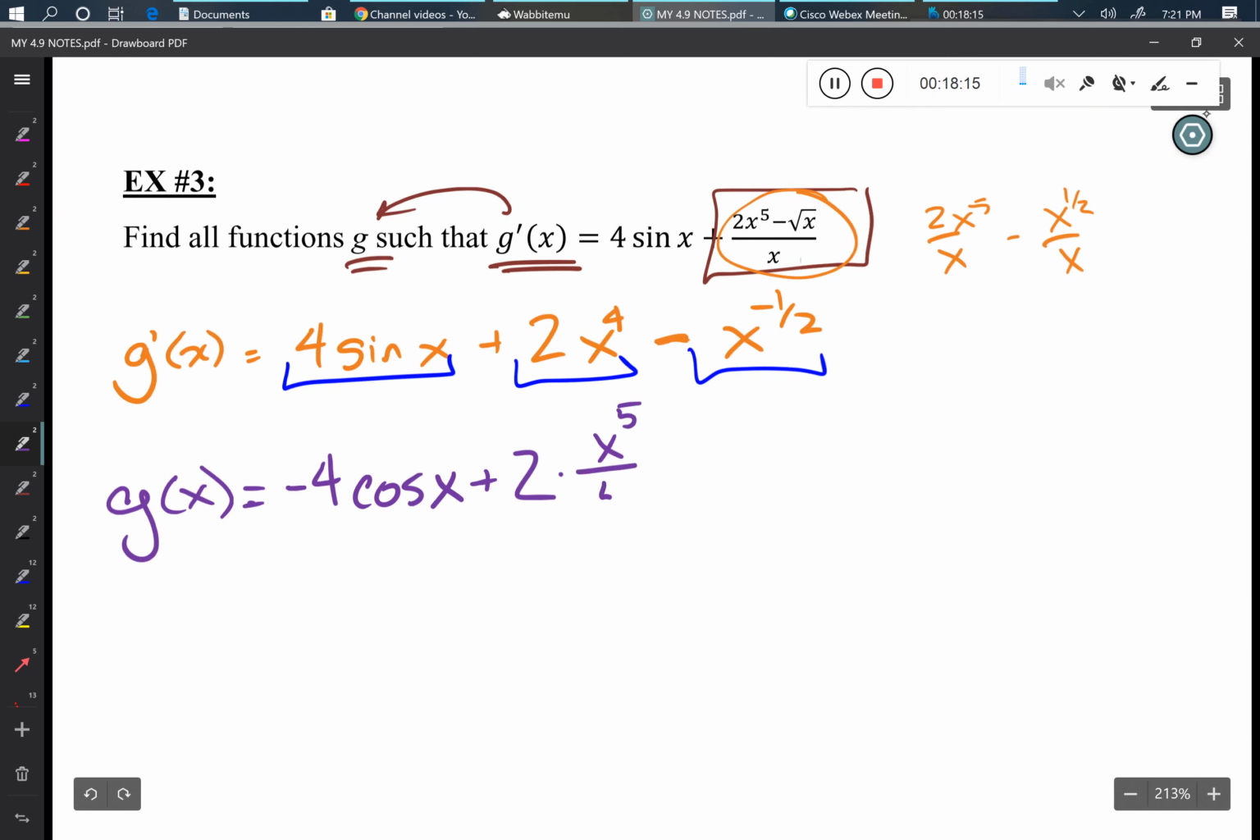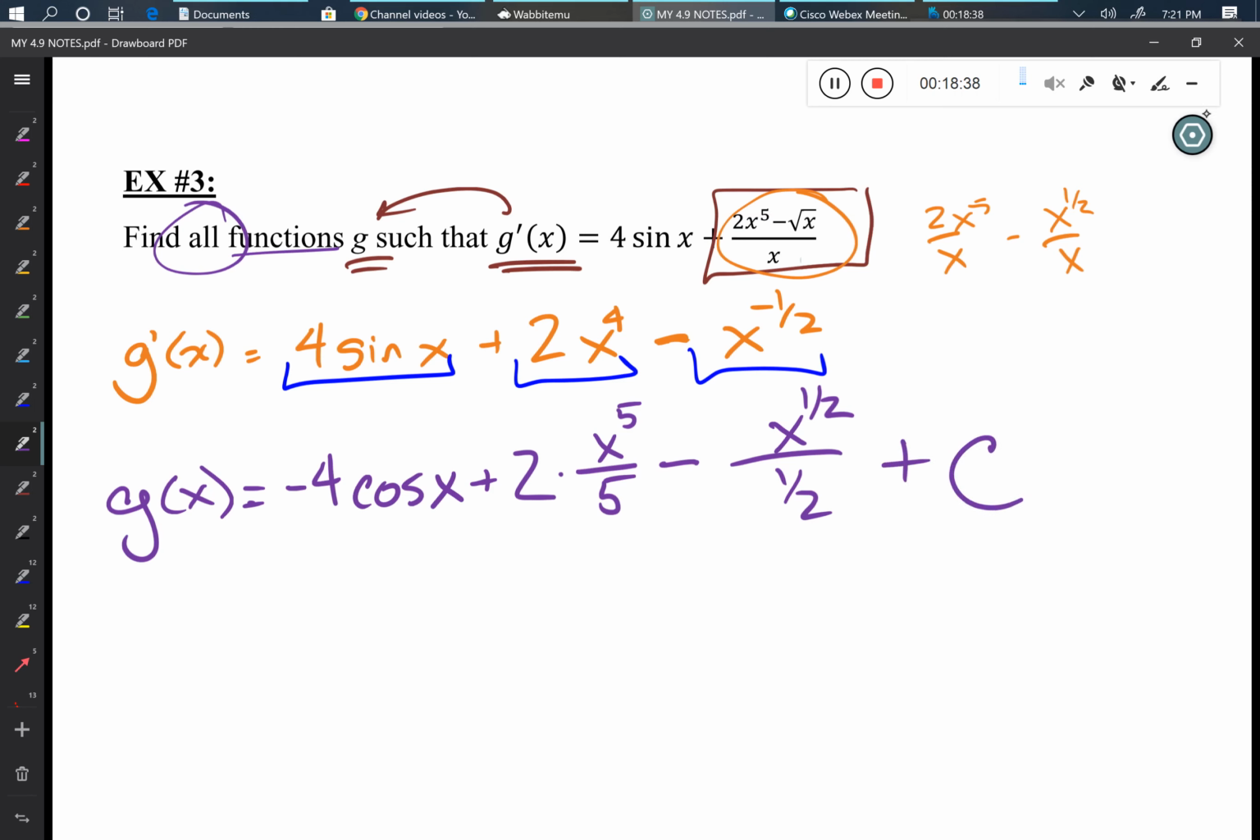add 1 to the exponent, divide by that exponent, so 2x to the 5th divided by 5, and then minus, let's see, add 1 to the exponent is going to give me x to the positive 1/2 divided by 1/2. Now that answer is almost right. It is a function that works, but I'm supposed to find all functions. So I'm going to put on a big old plus c to make it the most general antiderivative.